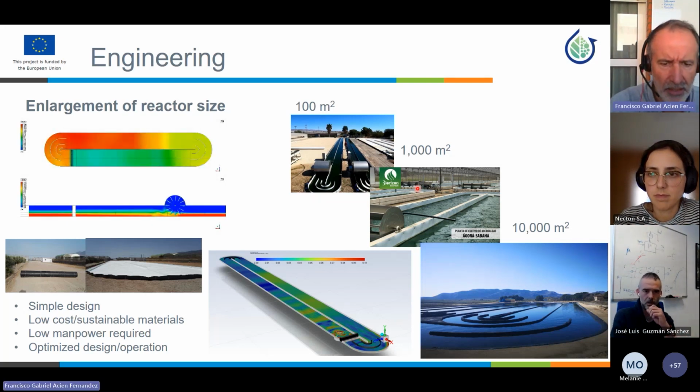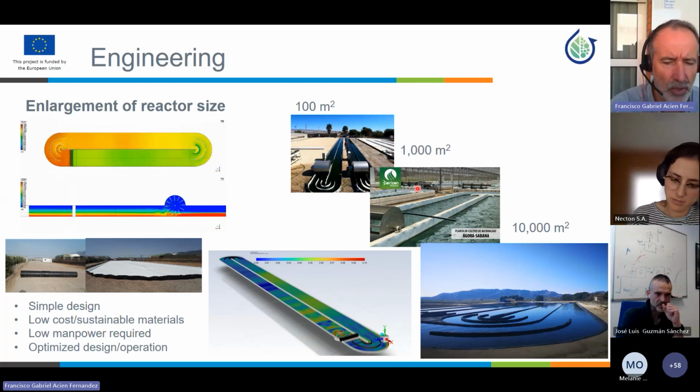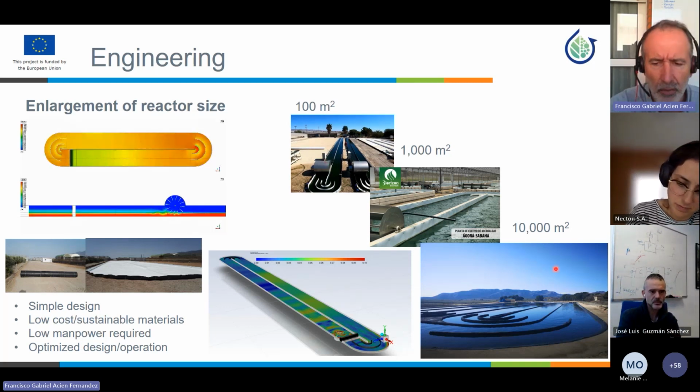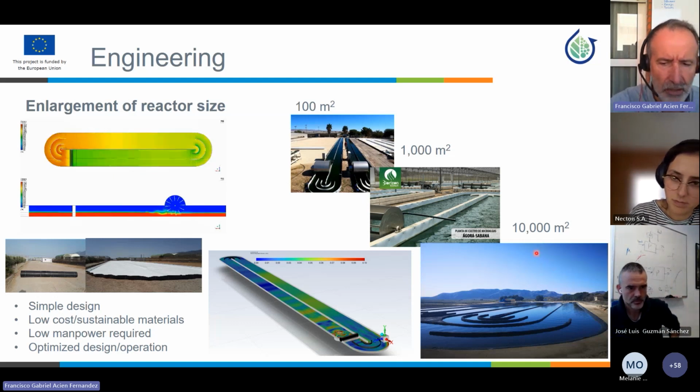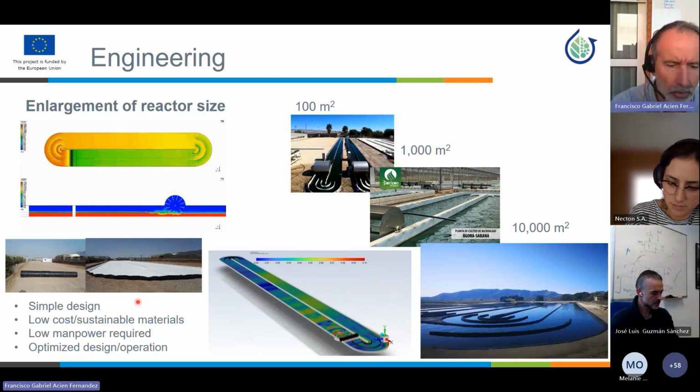Only to remember that the regular size of one raceway reactor is about 5,000 square meters, but today we are able to install a single reactor of up to 1 hectare in total size. Also, we are working on the development of low-cost technologies, especially for low-value applications of microalgae biomass, such as wastewater treatment, etc.